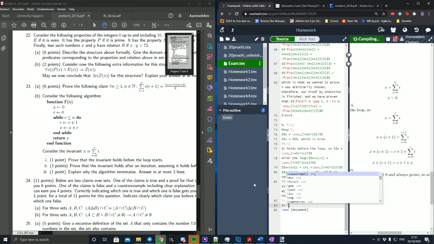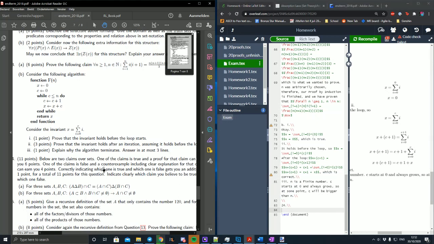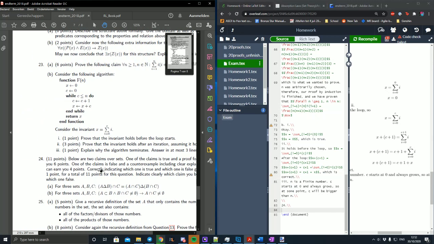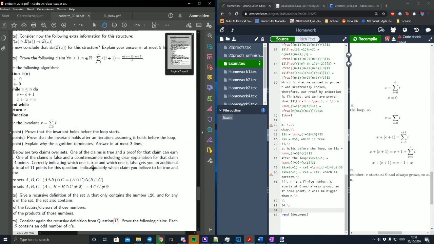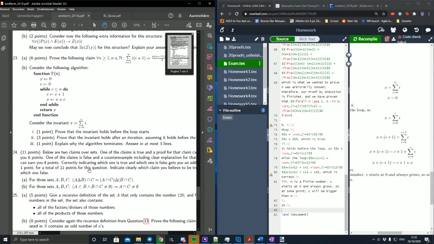Question 4. Below are 2 claims over sets. One of the claims is true and a proof for that claim can earn you 6 points. One of the claims is false and a counterexample including a clear explanation for that claim can earn you 4 points. Correctly indicating which one is true and which one is false gets you an additional 1 point for a total of 11 points for the question. Clearly indicate which one you believe to be true.